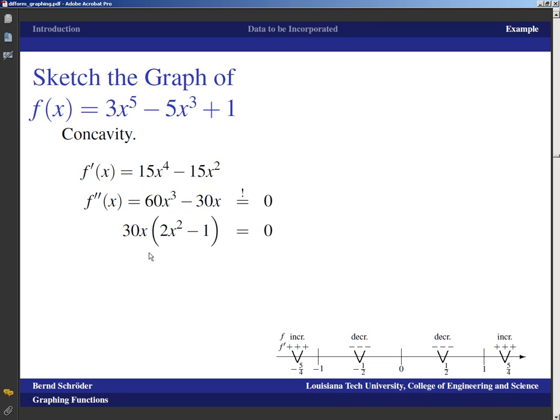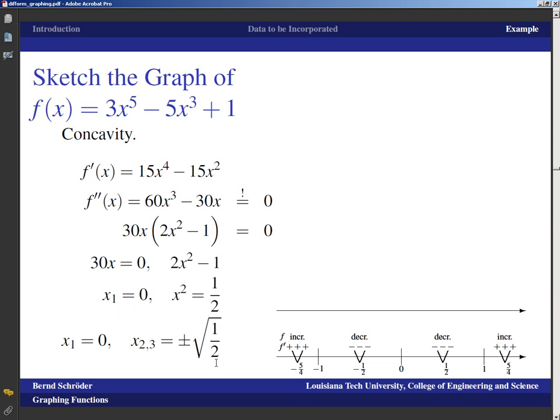We set that equal to 0. We end up with 30x times 2x squared minus 1. That's supposed to be 0. That gives us 30x equals 0 and 2x squared minus 1 equals 0, which gives us x1 equals 0 and x squared equals 1/2. Sorry about the equal 0 not making it here. So that gives us now that x1 is equal to 0 and x2, 3 being plus minus root 1/2.